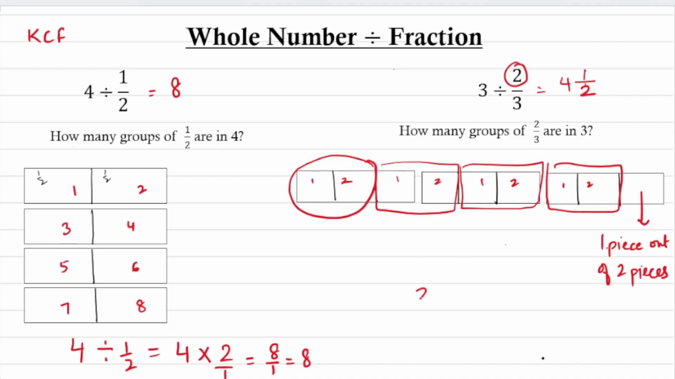Let's verify this with the rule. So 3 divided by 2/3 is the same as 3 multiplied by 3 halves. So 3 times 3 is 9. 9 halves is of course 4 and 1 half when I change it into a mixed number. See, our answer is the same.